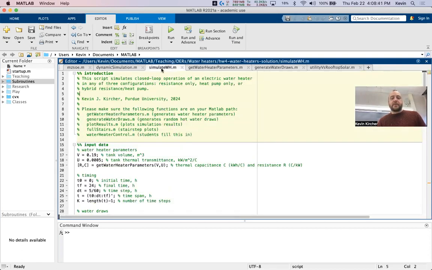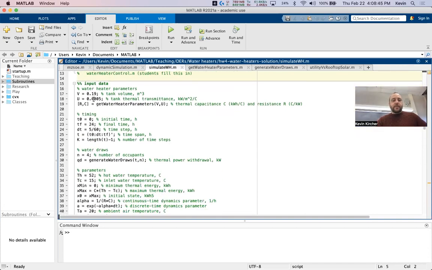Then I have this simulate water heater file here. Taking it from the top, what this does is specify the parameters that we talked about for our water heater model. I forget which model I'm using here. It might be either the lumped sensible model or the stratified sensible model. So anyway, I start by talking about the tank volume.